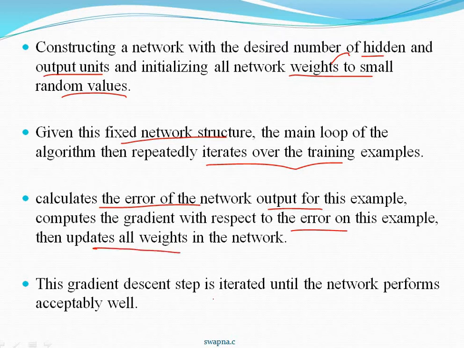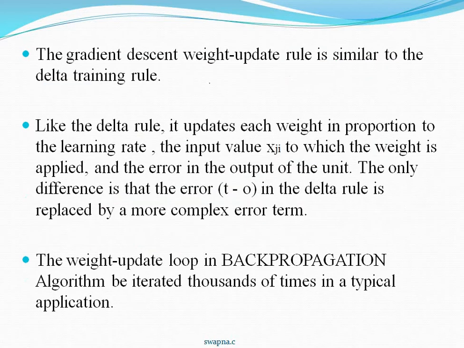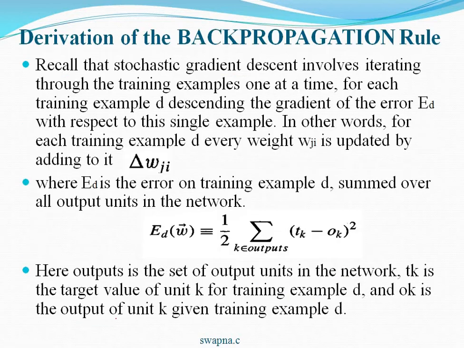Here we will find the minimum error. We use the gradient descent update rule, just like the delta training rule; we use the same thing as the basis for this. The weight update loop in the back-propagation algorithm iterates thousands of times in a typical application. It iterates thousands of times until it gets the perfect one with the global minimum error.